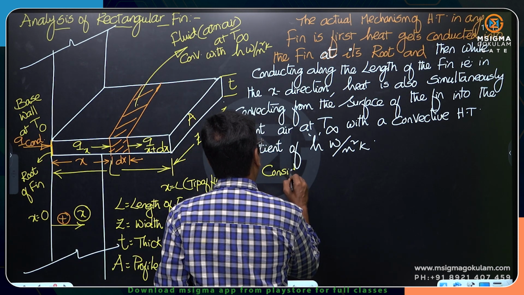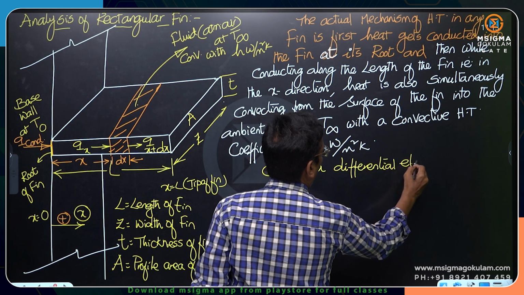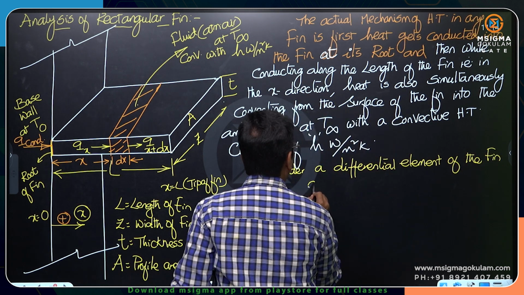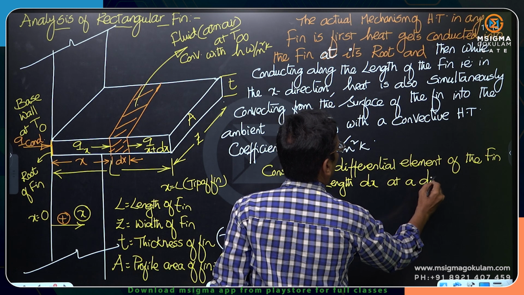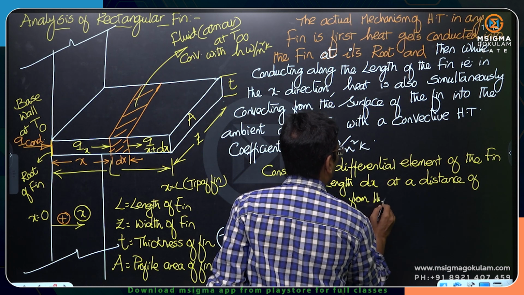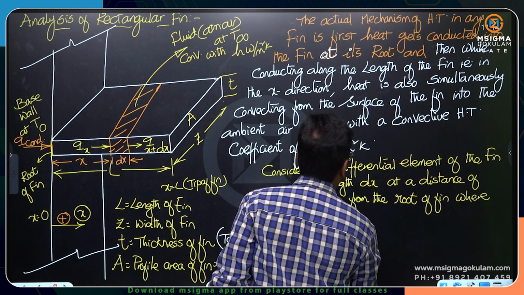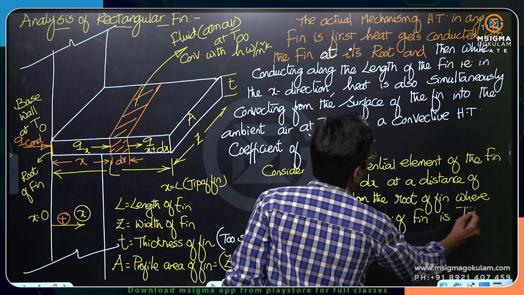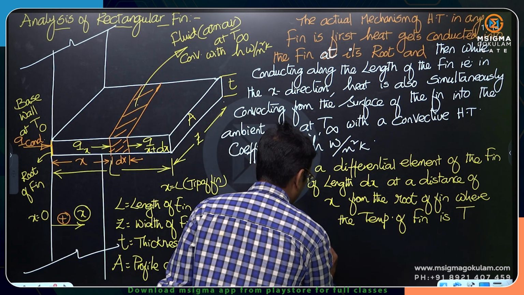Consider a differential element of the fin of length dx at a distance of x from the root of the fin, where the temperature of the fin is T. Definitely T is a function of x. T is a function of x. That is my main objective.